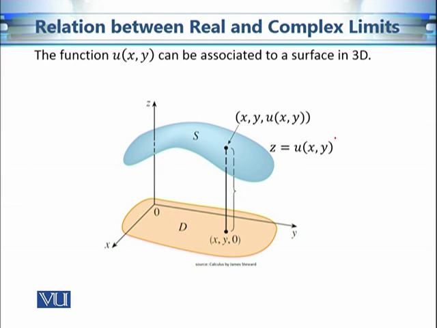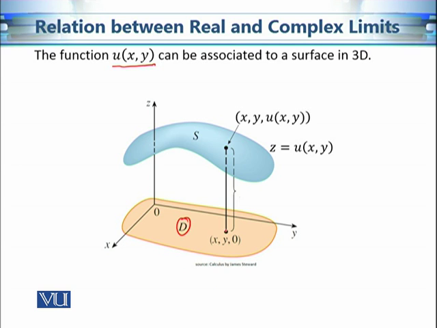To understand it geometrically, we know that this function u of x y can be associated to a surface in three-dimensional space. So how do we associate it? Now, what is the domain of this u of x y? The domain is going to be some subset of the x y plane, because there are two coordinates x and y. So let's call the domain D, a subset of the x y plane.